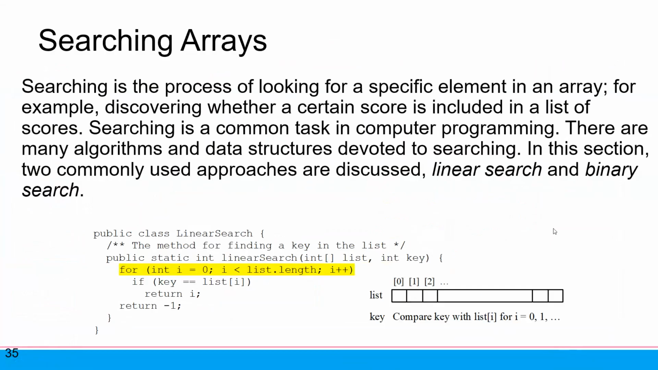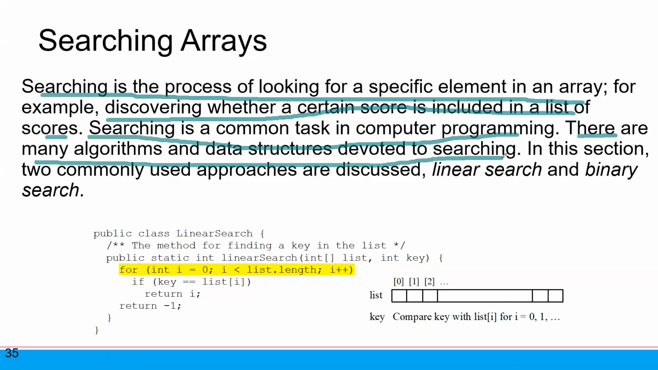Searching. So let's say I have one array, and then I want to look for a specific element. Searching is the process of looking for a specific element in an array, for example, discovering whether a certain score is included in a list of scores. So I have a list, and then I want to find one value. Searching is a common task in computer programming, and there are many algorithms and data structures devoted to searching.